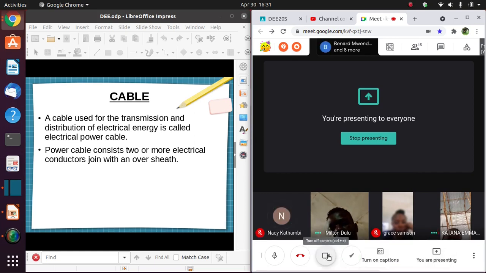Now we will talk about cables. And before I talk about cables, I want to ask a question. What is the difference between a cable and a wire? Tofauti ya cable na wire ni nini?